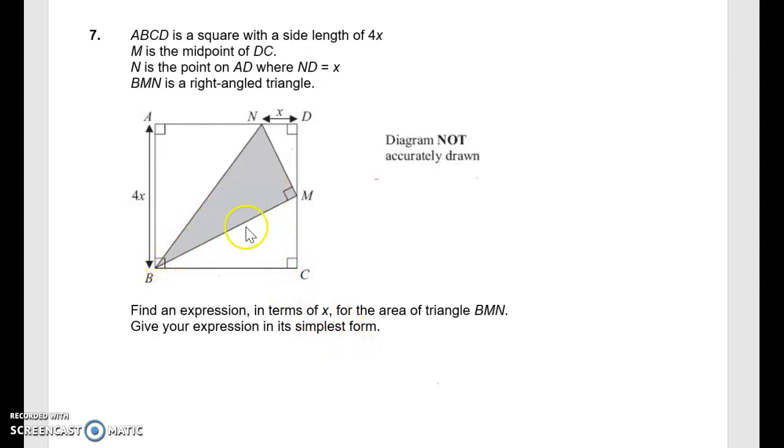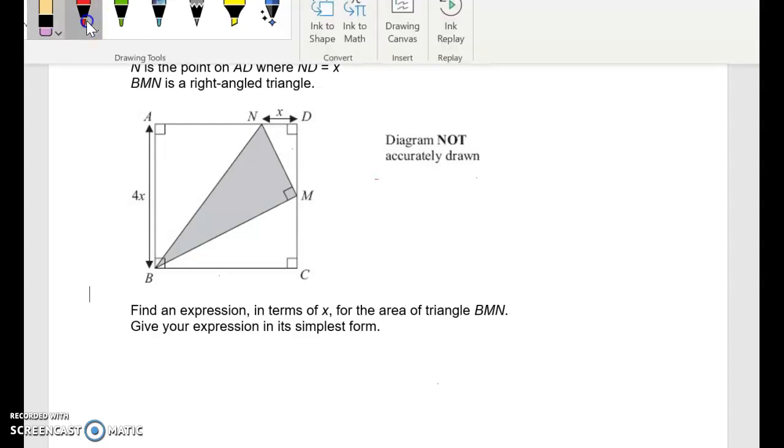So what we need to remember is how to work out the area of a triangle. And with a right angle triangle, it's the base times the vertical height. So we need to find BM and NM. So first of all, we're going to find BM. So we're going to use the triangles around the outside to help us.